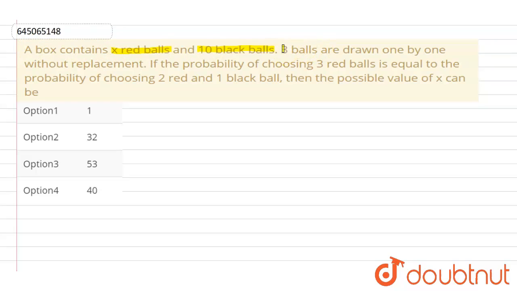A box contains x red balls and 10 black balls. 3 balls are drawn one by one without replacement. This is important, they are drawn without replacement. If the probability of choosing 3 red balls is equal to the probability of choosing 2 red balls and 1 black ball, then the possible value of x can be.